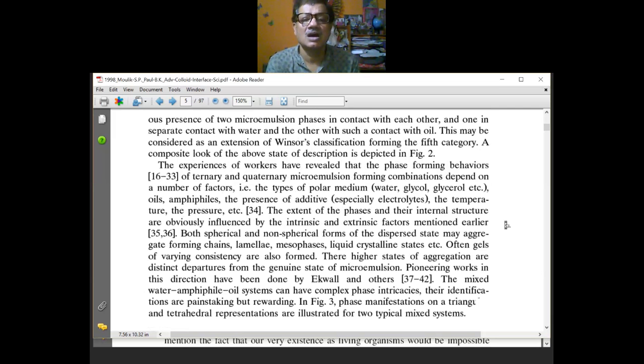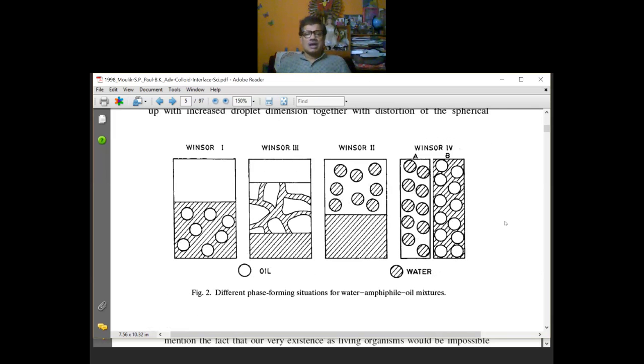So these are, now suppose you are having, in the picture I showed earlier, Winsor 1, the white circle, imagine it is oil, and the dashed, shaded circle, imagine this is water.